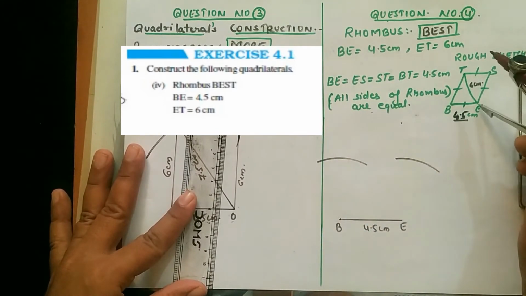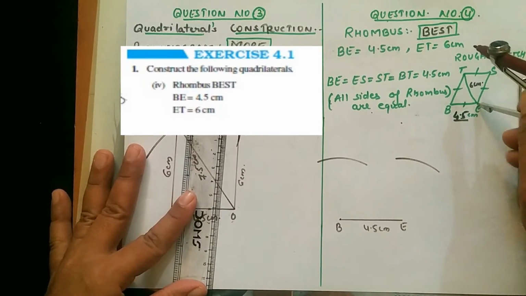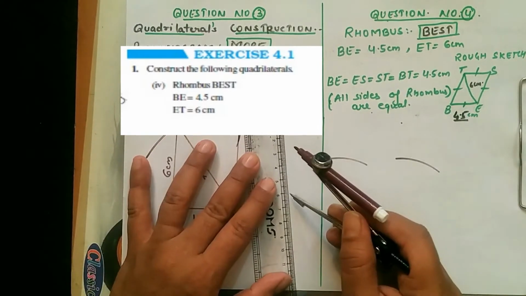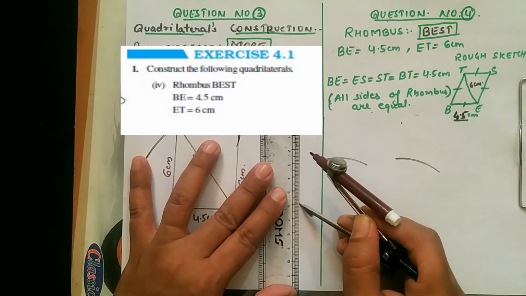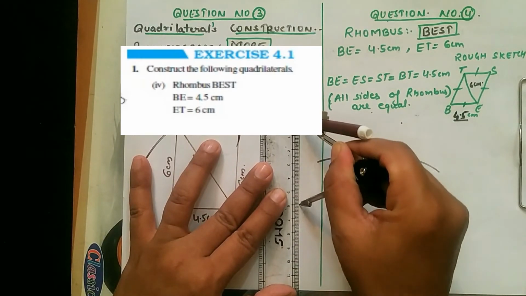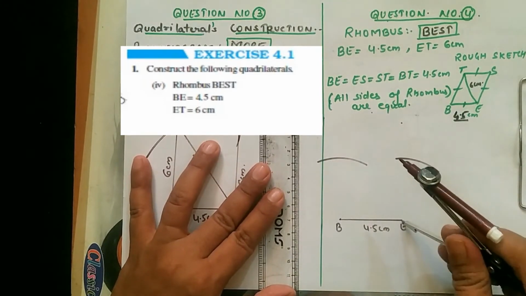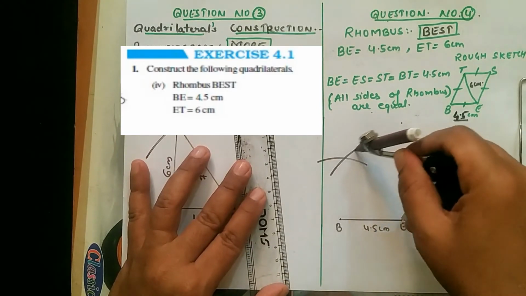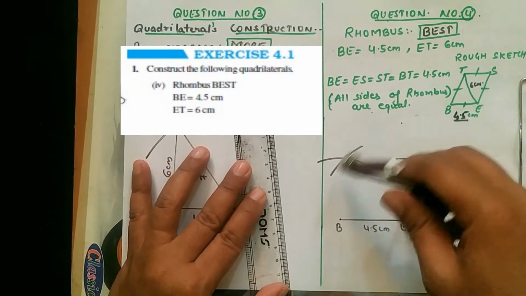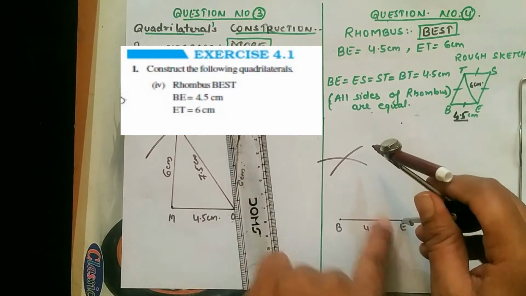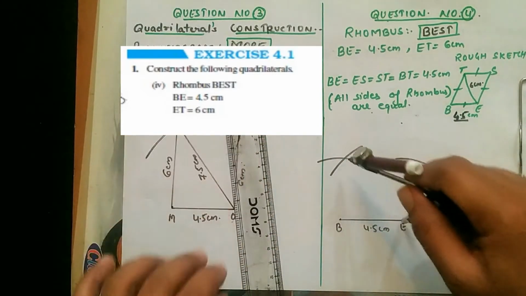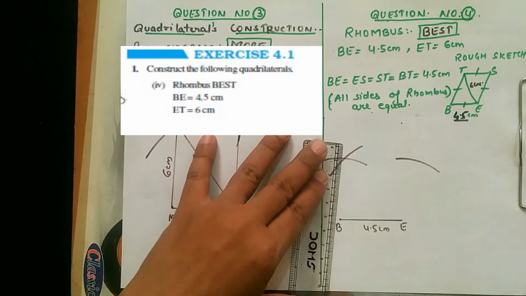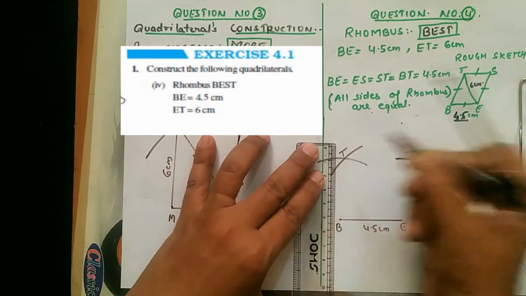So for the intersecting point we need to draw one diagonal, that is ET. ET is equal to 6 centimeter, taking 6 centimeter with the help of ruler and compass, and taking E as center, draw an arc here. Why here? Because diagonals always form a cross. So here on the opposite side you have got your T as an intersecting point.